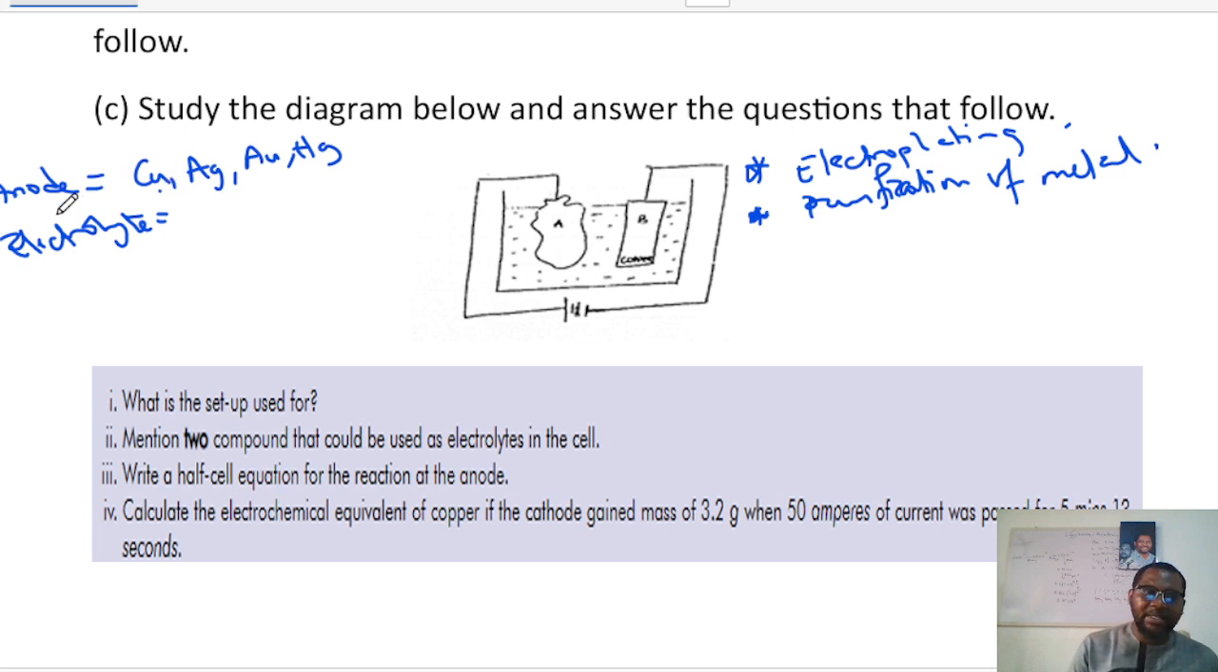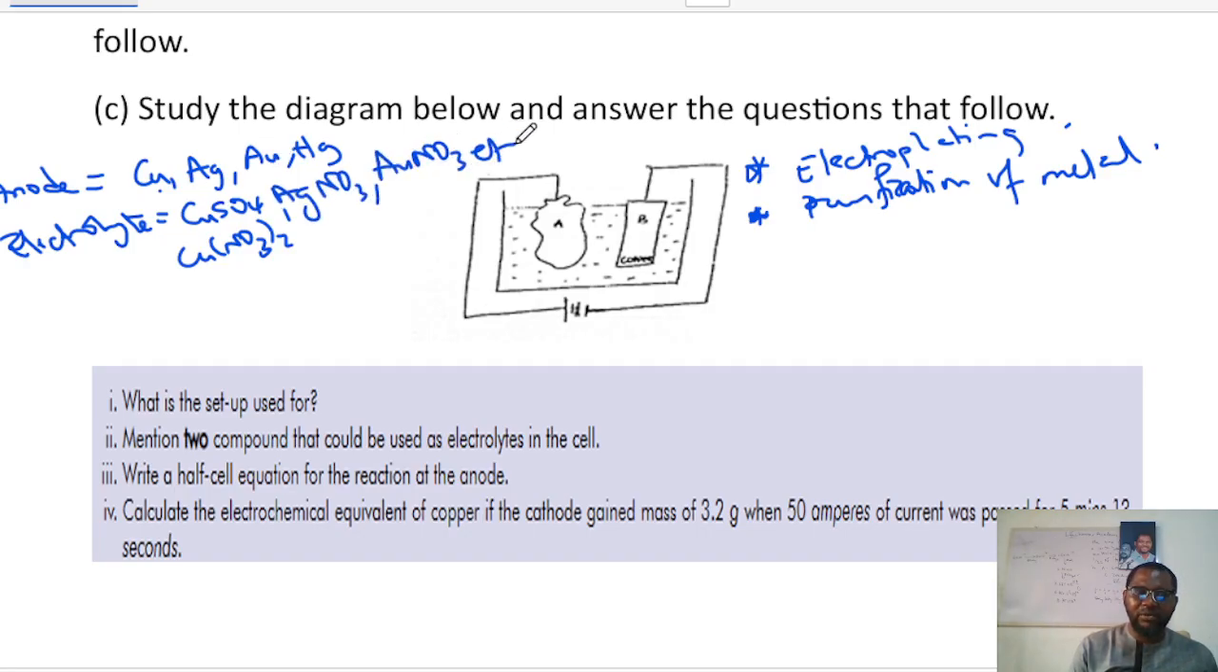If I use copper as anode, then the electrolyte can be copper sulfate. It can even be copper nitrate, any salt of copper. Silver, we can have silver nitrate. Gold, we can have gold nitrate, and so on and so forth. That's important for you to know. Now the next one says, write a half cell equation for the reaction at the anode.